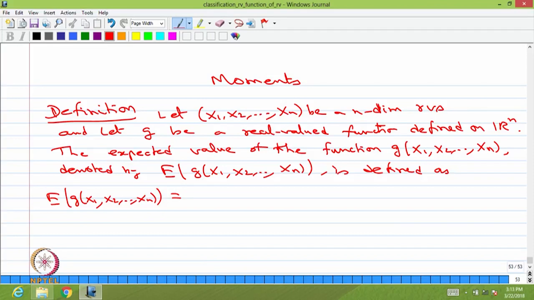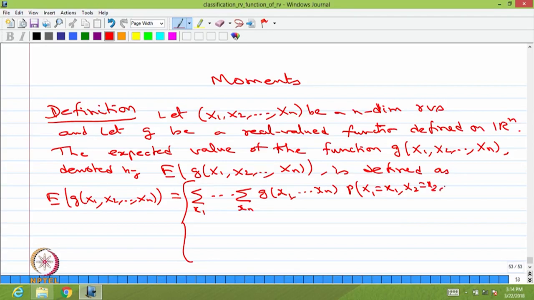Suppose x1, x2, xn are discrete type random variables, then the expectation of g is n summations, the first summation with respect to x1, the second summation with respect to x2, and so on, the last summation with respect to xn, of g of x1 and so on xn, times the probability that x1 takes a value x1, x2 takes a value x2, and so on, xn takes a value xn, when all these random variables are of the discrete type.